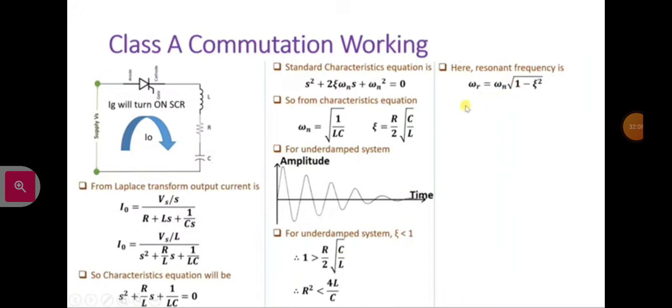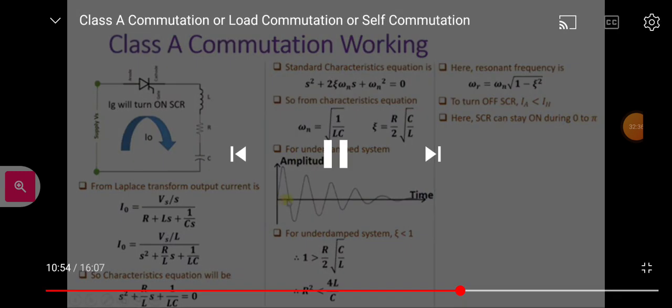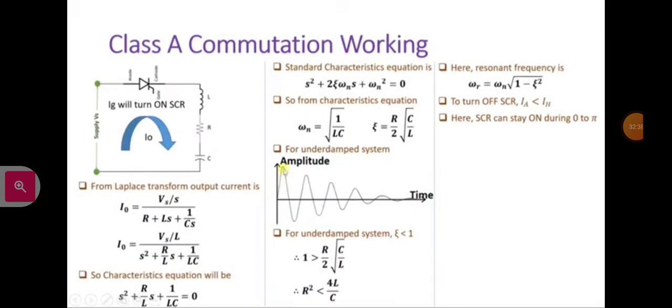And for the underdamped case, this zeta will be less than 1. To turn off the SCR, the anode current will go below the holding current. So see, at this instant, the anode current will go below the holding current. This SCR will go into reverse bias after that, and then one can say the SCR will be turned off. So here the SCR can stay on during 0 to pi radian, or one can say during that time interval. You can see for this time interval only the SCR can stay on.